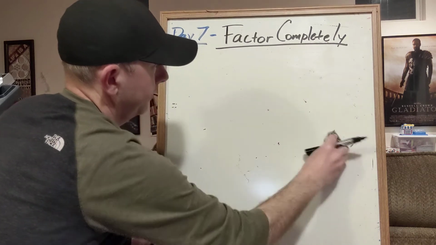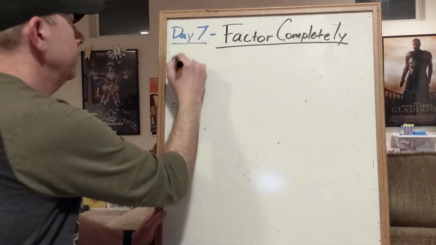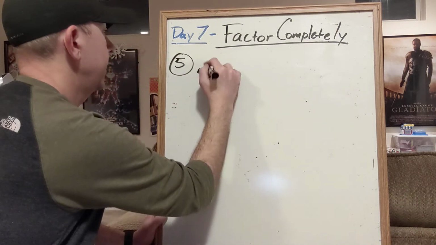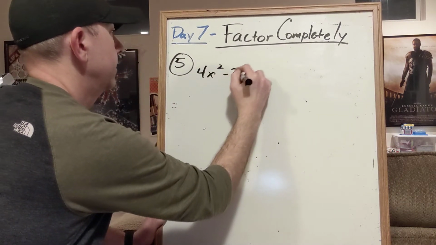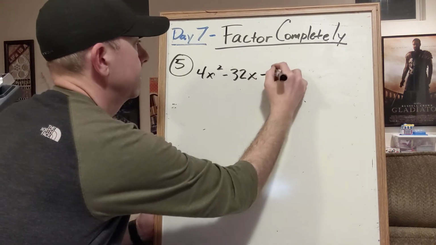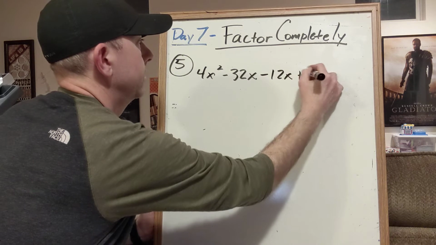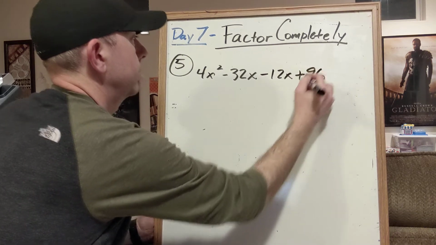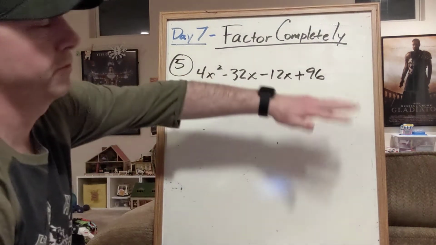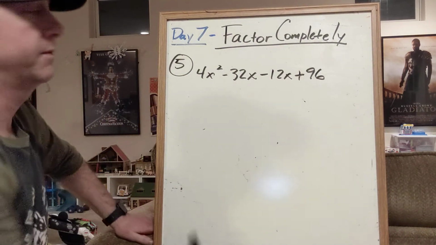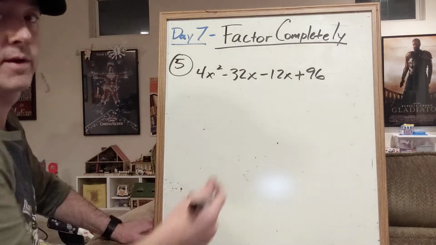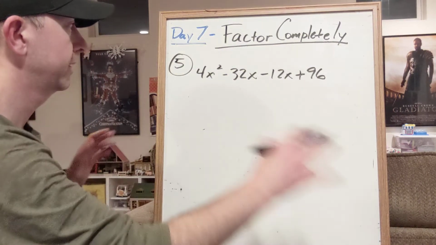All right, last one, number 5. This time, we have 4x squared minus 32x minus 12x plus 96. Even when we have 4 terms, we know it's probably going to be factor by grouping. Even though these are like terms, we don't want to combine them right now because then we have to turn around and do what we just did with factor by grouping to split them up.